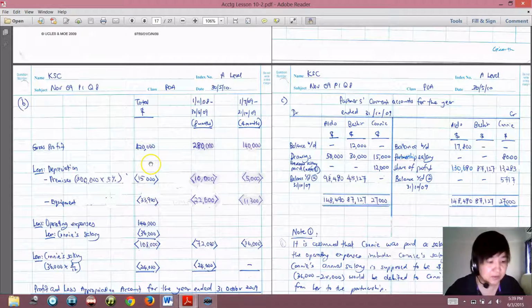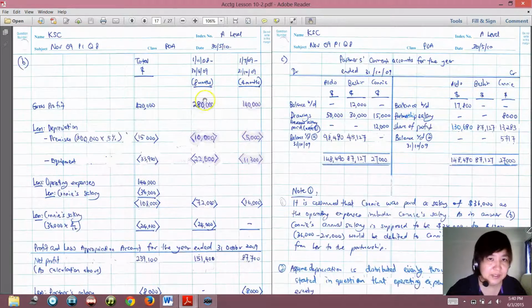Then part B. You see, before we do the appropriation, we need to do some adjustment first, because there are two stories over here. The first part is in these 8 months, it was only Aldo and Basel. Then 1st July, it was Aldo, Basel, and Connie. So the gross profit, as stated in the trial balance, is 422,000. If you prorate this, the 8 months ratio is 2:1. So 420,000 times 2/3 will be 280, and 420,000 times 1/3 will be 140. So if you prorate into the different periods, the gross profit is like this.